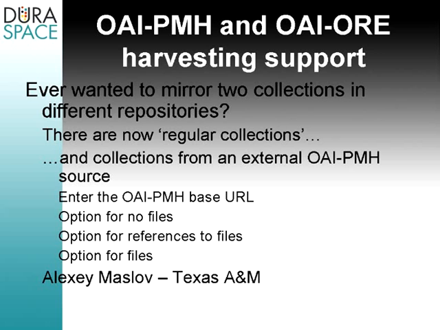So there's different use cases for this. For example, if you've got a dark archive and a light archive, you might want to move items across. Or if you're creating an aggregation repository of a lot of different repositories, you want to pull things in. So you can now do that. You can either have the traditional regular collections in DSpace where humans submit the items, or you can have collections which pull in from external sources. That was created by Texas A&M.